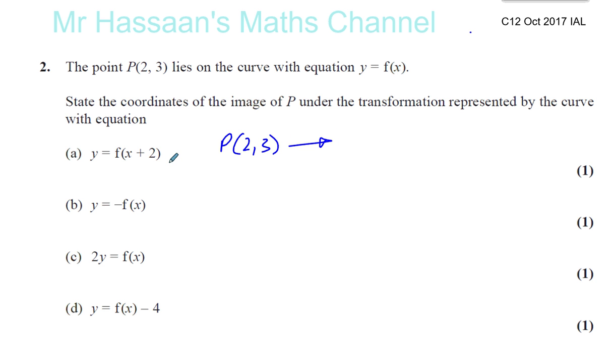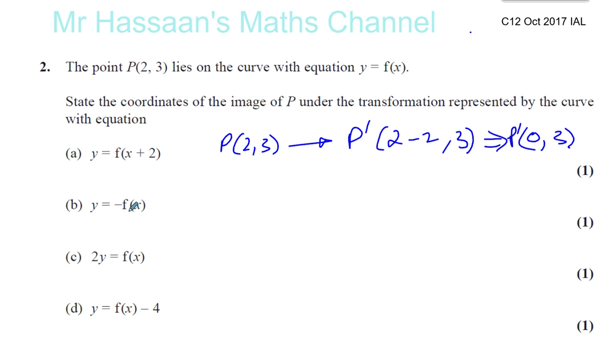Now what happens is, when it's inside the function, it's going to be associated with the x-coordinate. So let's call this P dash. That 2 is going to be changed somehow. If it's inside the function, the opposite happens. So if it's x plus 2, you've got to take away 2 from the value of the x-coordinate, and the y-coordinate stays exactly as it is. So P dash, in this case, is (0, 3). That's the 1 mark for question A.